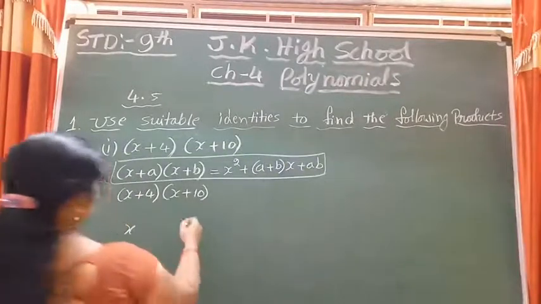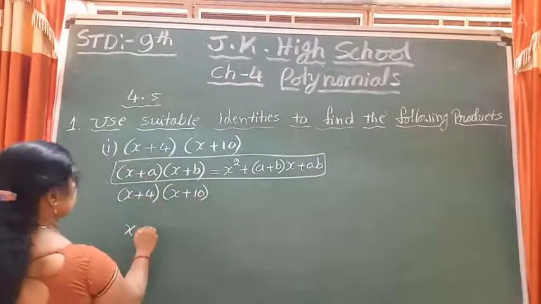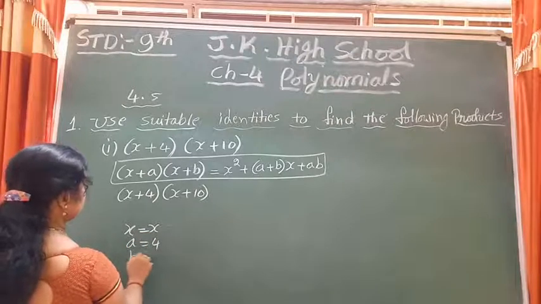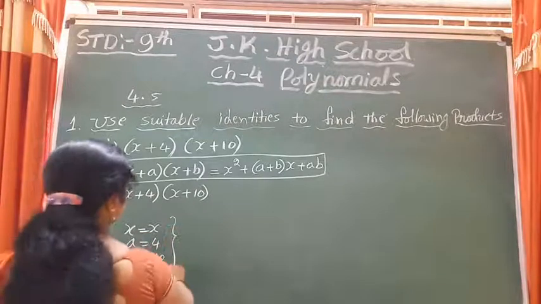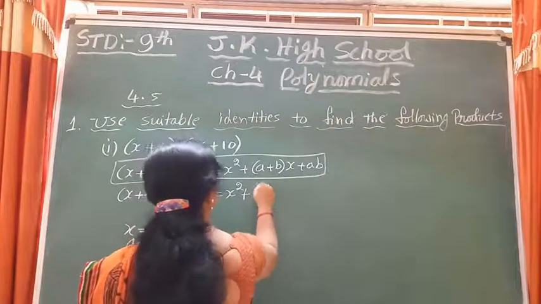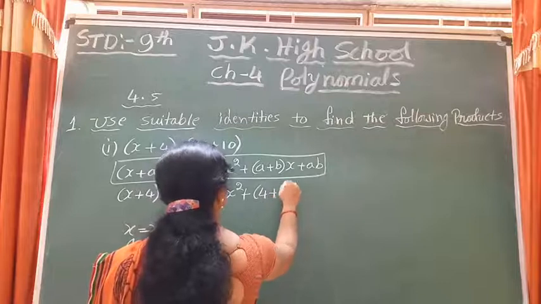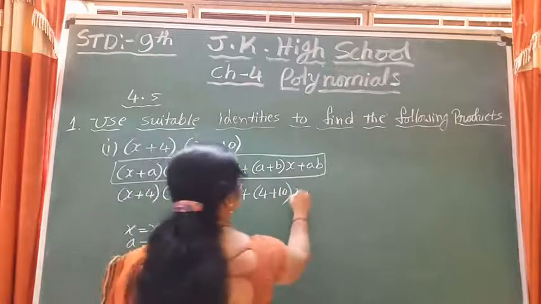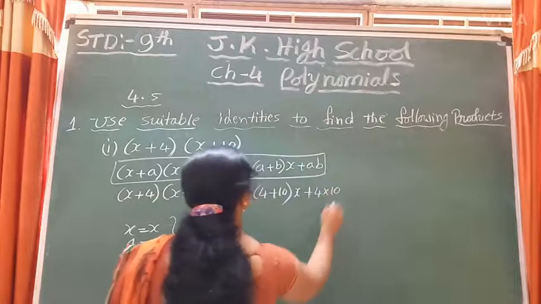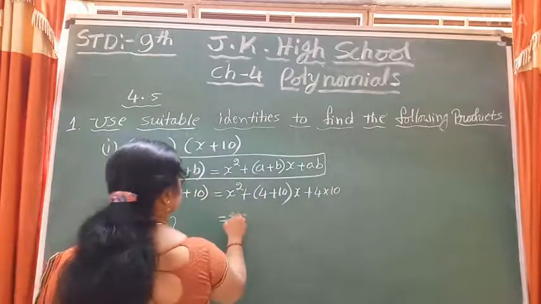Okay children, now you substitute in place of x, x only is there. In place of a, 4 is there. In place of b, 10 is there. Substitute and simplify. So x square plus a value is 4 plus b value is 10. The value of x is x only. Simplify. You substitute the values and simplify and get the answer.